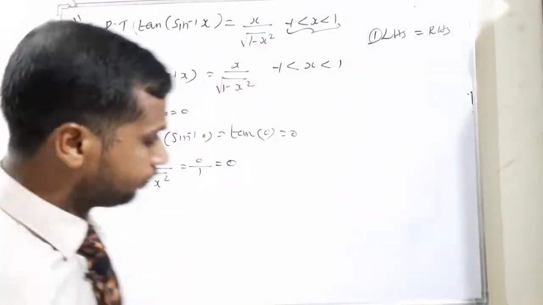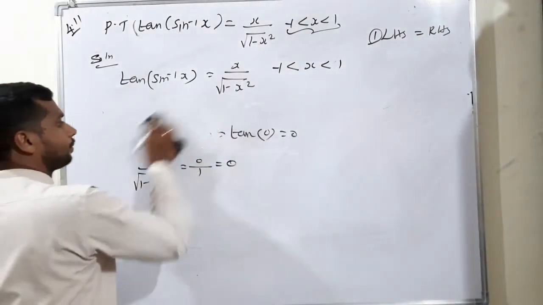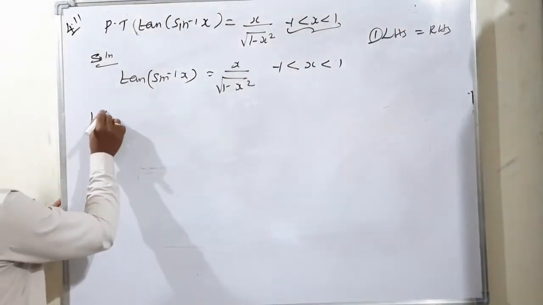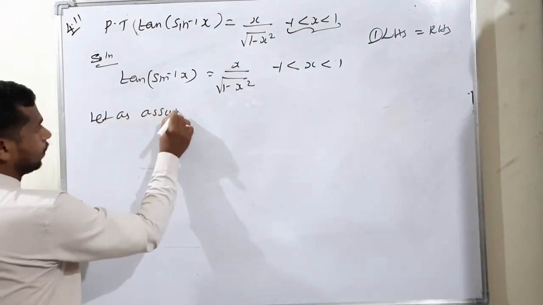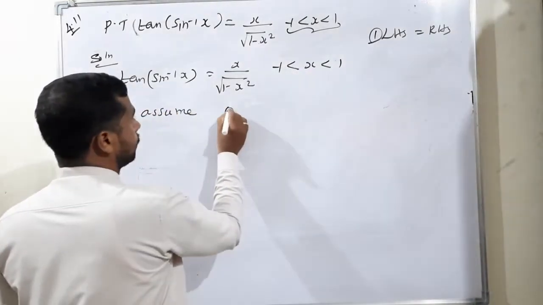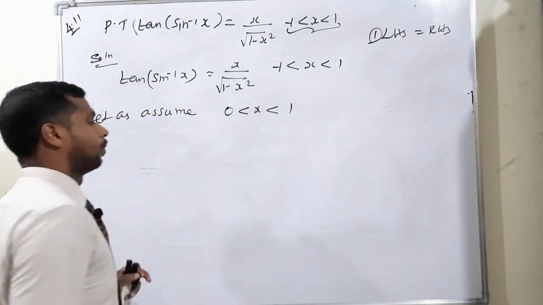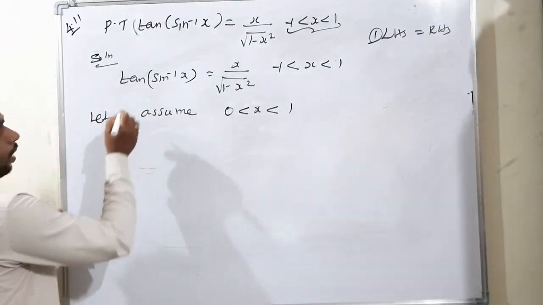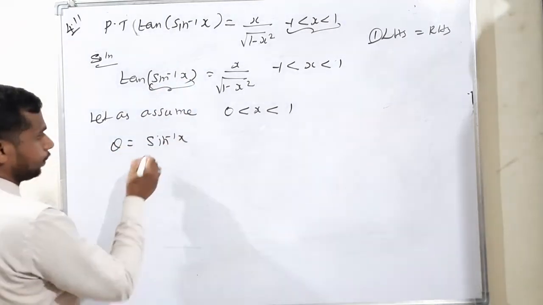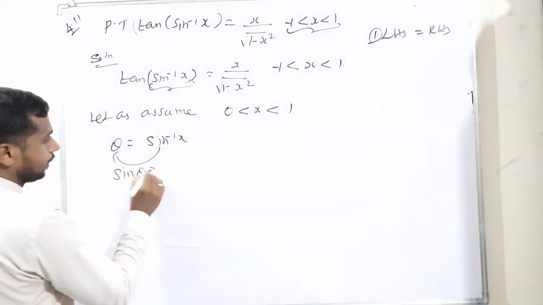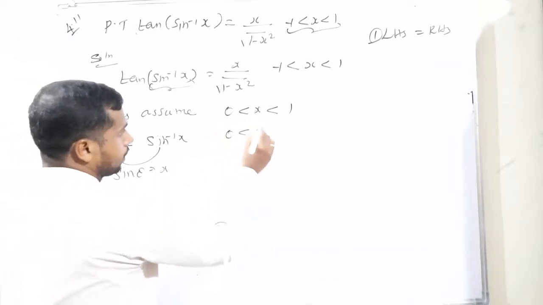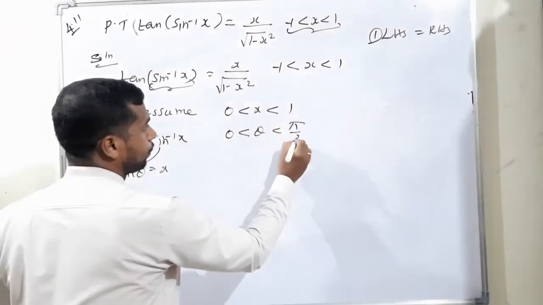Second statement, second one, let us assume 0 is over, then 0 to positive 1, 0 less than x less than positive 1. What will happen? Let us assume theta is equal to sine inverse x, which means sine theta is equal to x. Sine 0 means the value will be 0, less than theta less than sine 1, which means the value will be positive pi by 2.